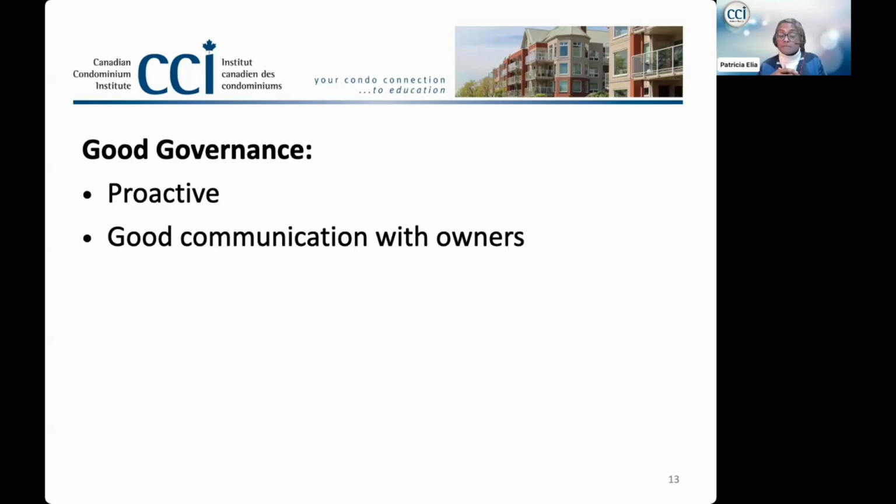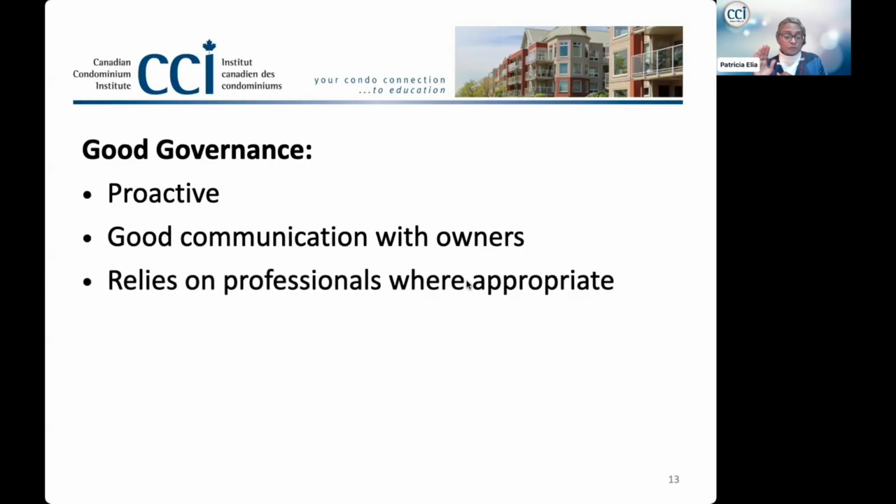Sometimes it's posting of the minutes that are not in camera. Sometimes it's a quarterly newsletter. Sometimes it's a town hall. And it also is the AGM, which is mandatory. We also rely on professionals where appropriate.